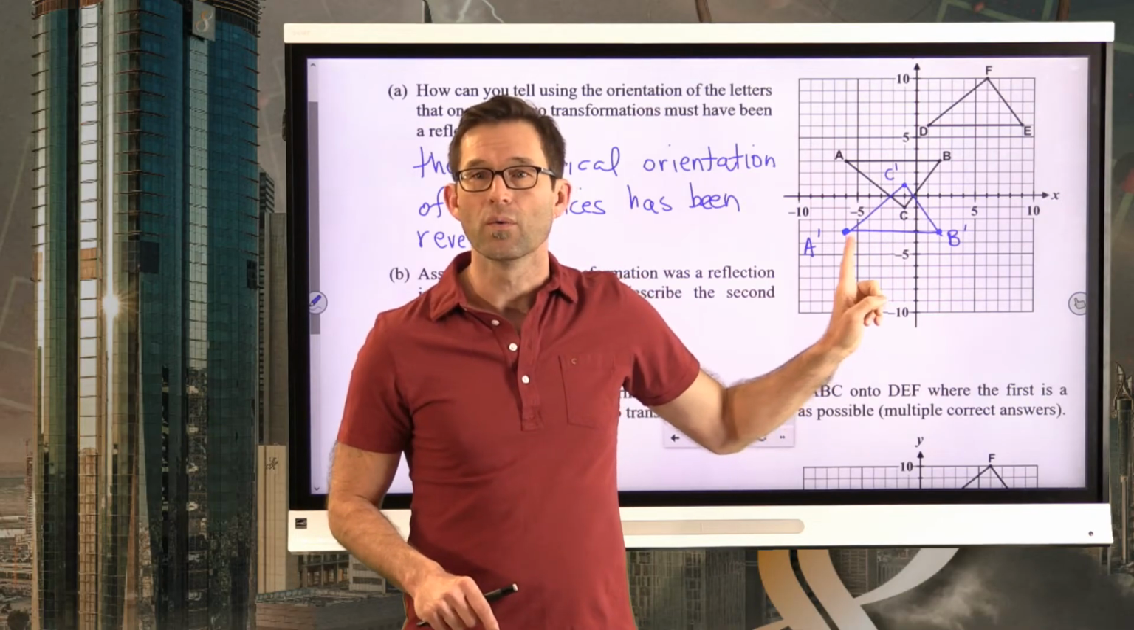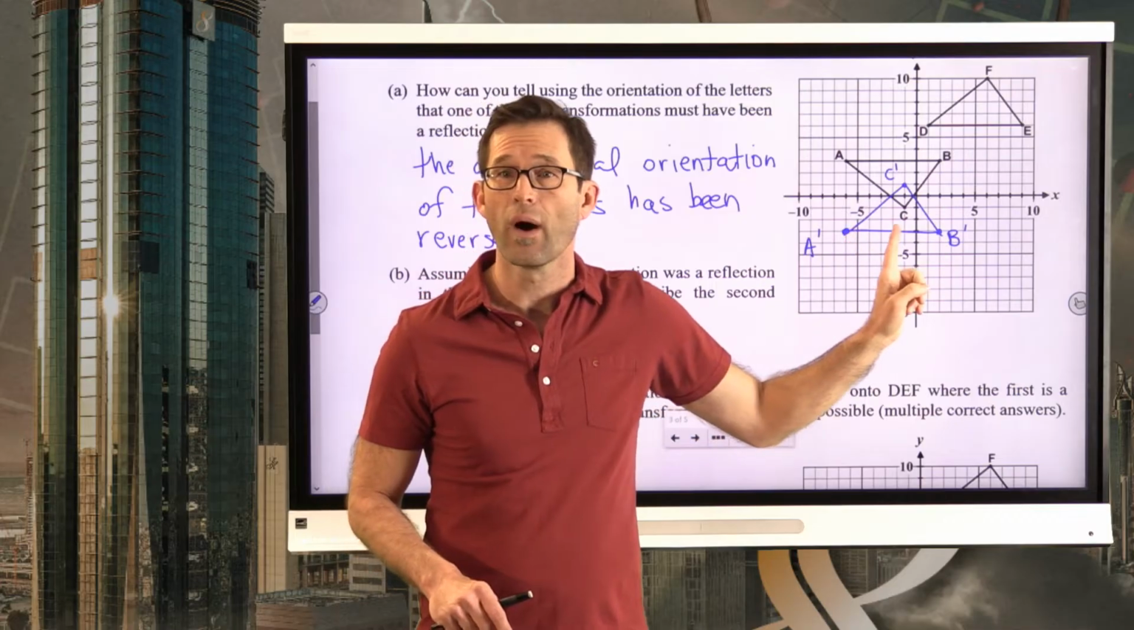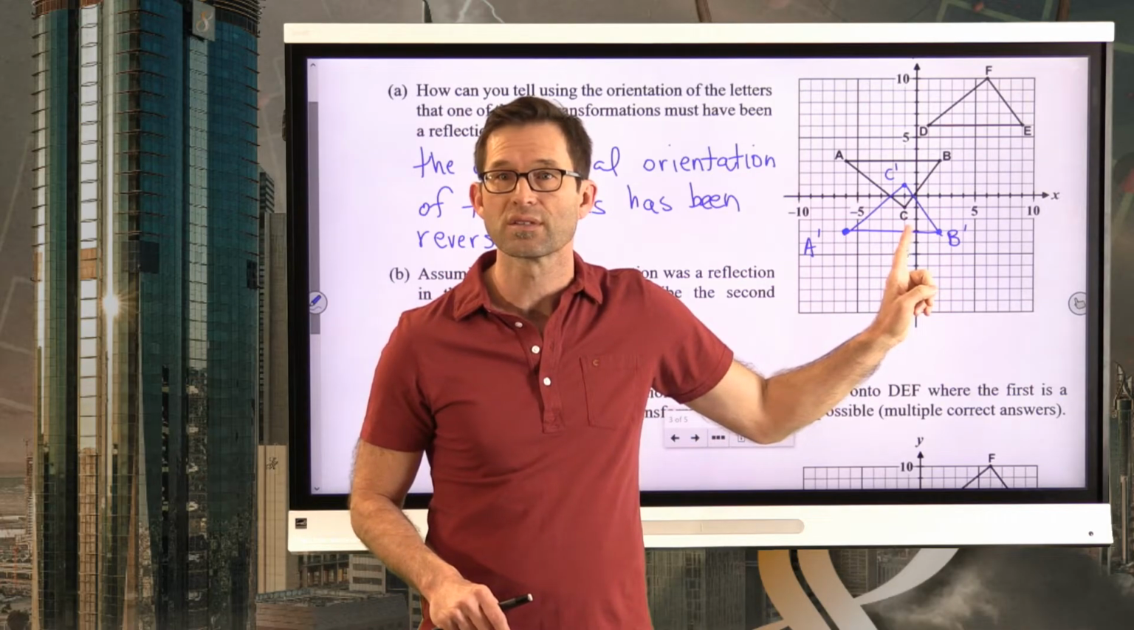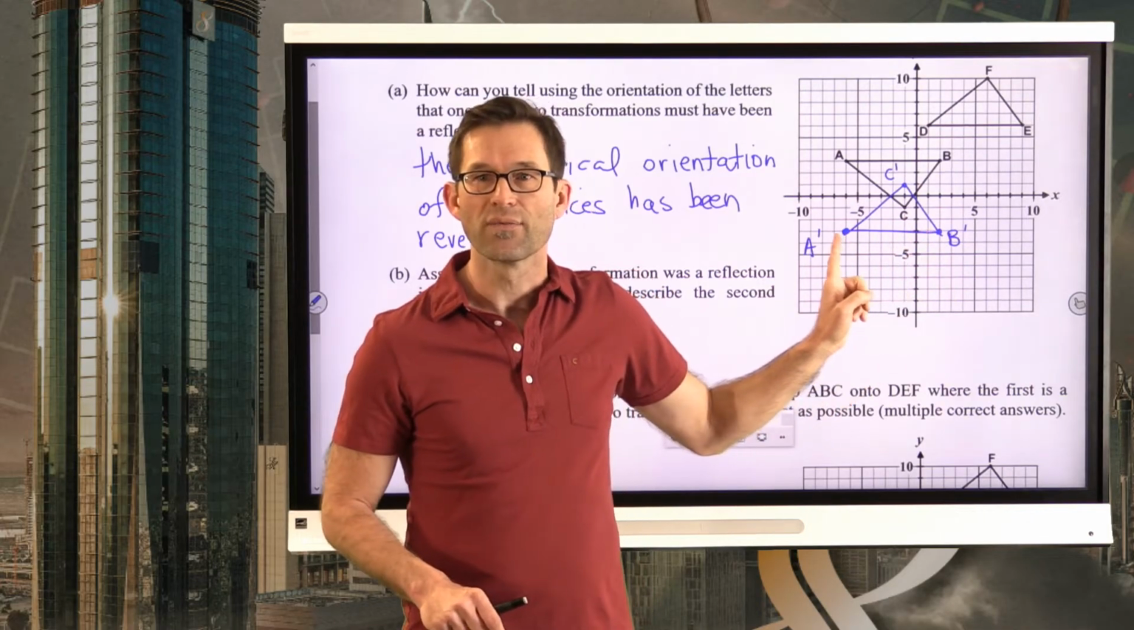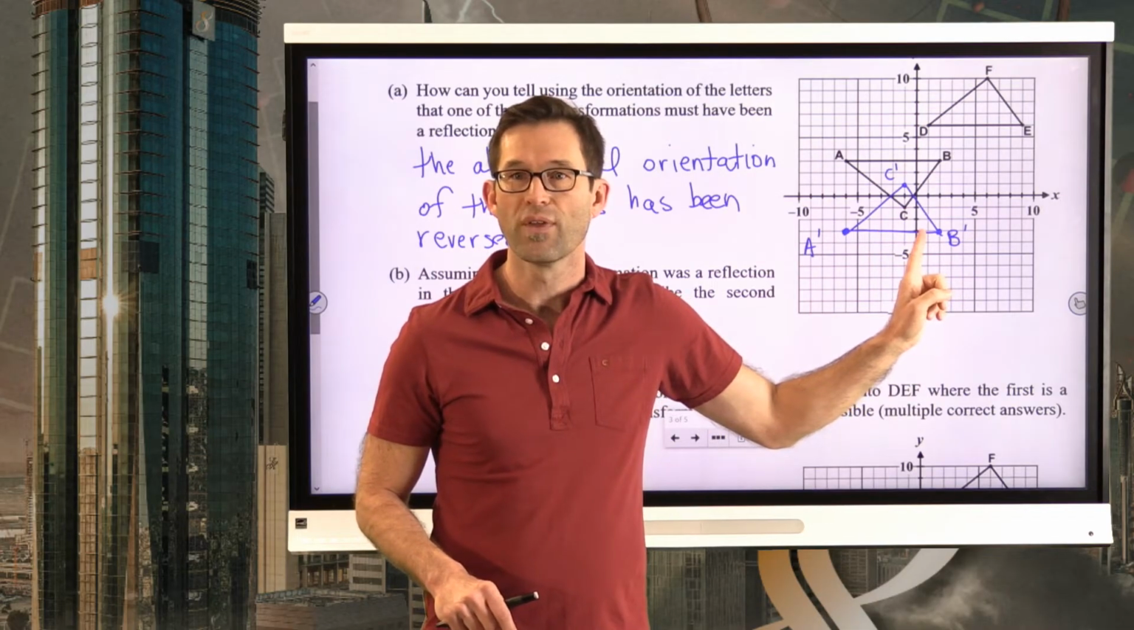What would we have to do? Well, we'd have to shift it to the right. It's currently 6 units to the left of the y-axis. We'd have to shift it those 6 units plus another one. So we'd have to shift it 7 units to the right. Right, that would put my A prime right there.